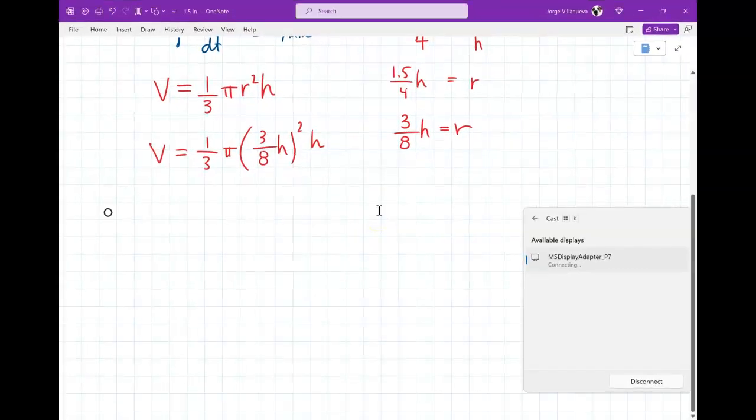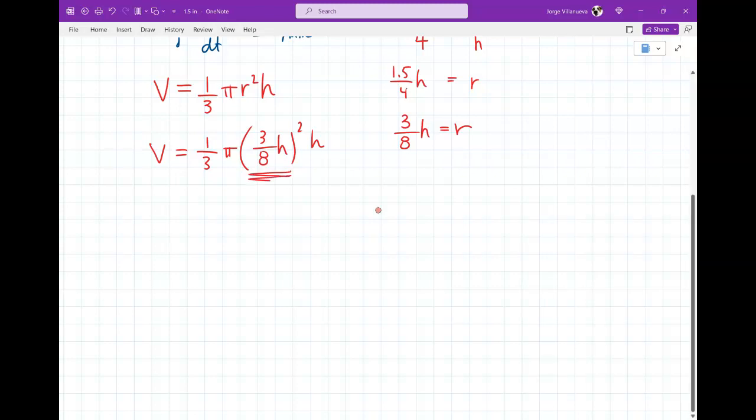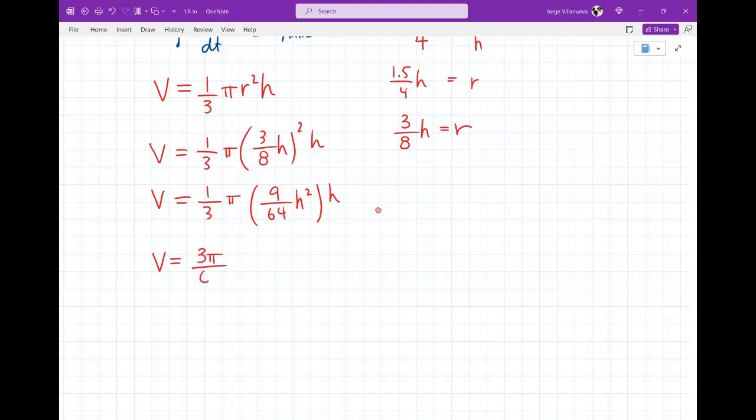All right. So I plugged in the R value right here, okay? Instead of R squared, I put 3/8 H, and then I'm going to square it. Now I'm going to go ahead and multiply this out. So it's 1/3 pi 9/64 H squared times H. So that's 1/3 times 9/64 is 3 pi over 64 H cubed, because the 3 and the 9 will reduce. And then H squared times H is H cubed.